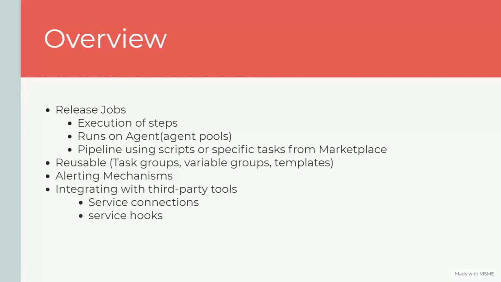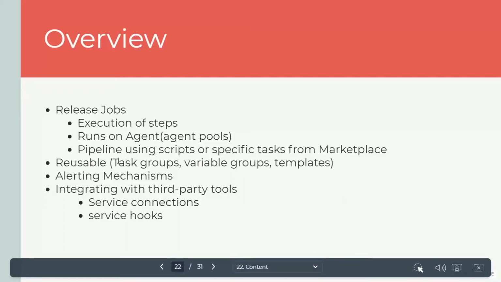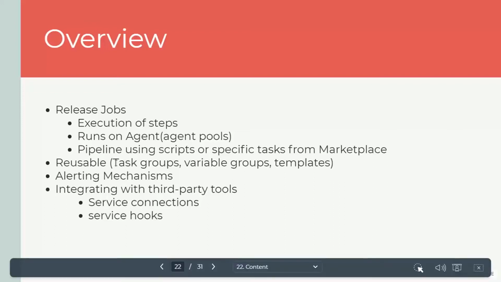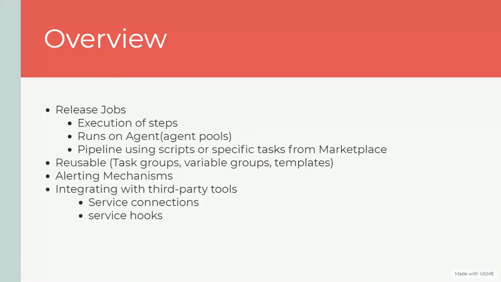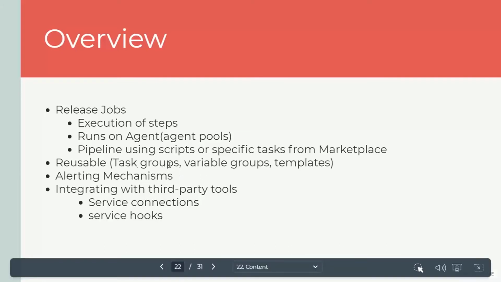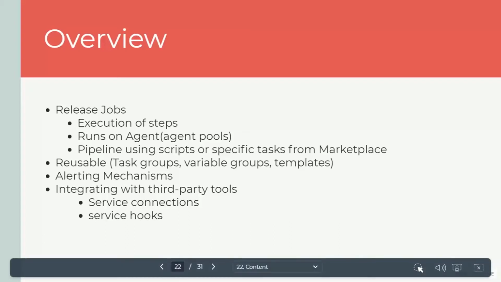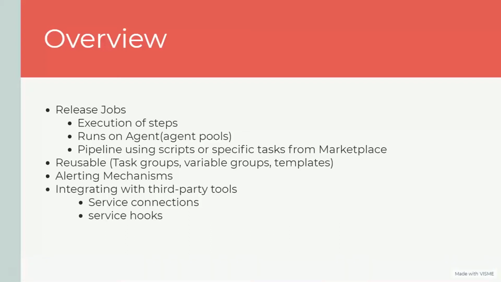Okay, and one more thing: a task group is a grouping of tasks, like downloading the artifact, that is one task, and copying into the Azure App Service, so that is two tasks in total. You can keep them in one task group, so that you can refer to it in multiple pipelines. Okay, so that is the task group. And a variable group means you can store a number of variable values, and then use the same variable set in multiple pipelines.